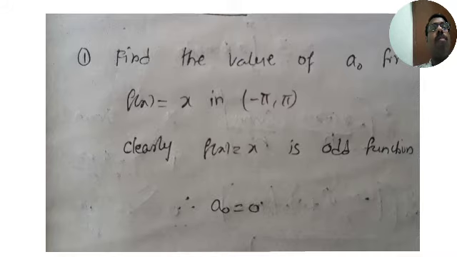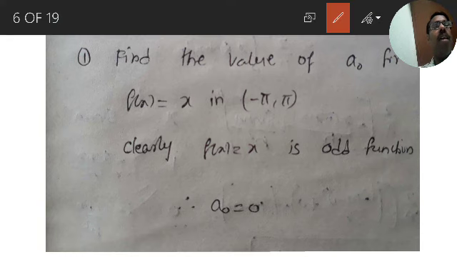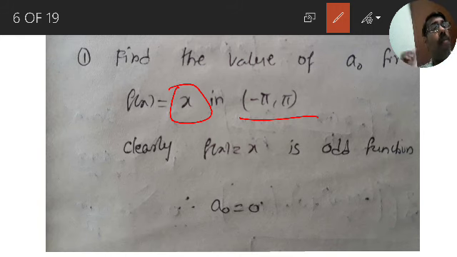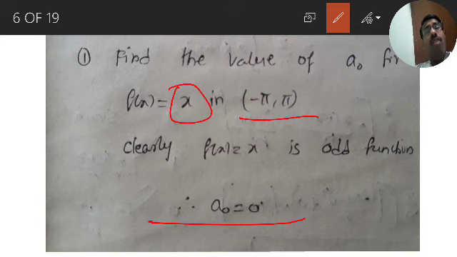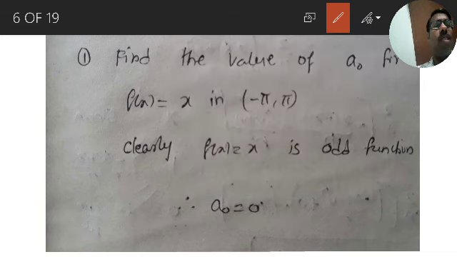So let us go to the problems. Find the value of a naught for f of x equal to x in minus pi to pi. See that the interval is minus pi to pi and the function is an odd function. For an odd function only bn exists, no a naught and an. So what is the a naught value? Since f of x equal to x is an odd function, the a naught value is 0. No need to find it at all, since the given function is odd and the interval is minus pi to pi, only the bn term exists, no a naught and no an. A naught and an are zeros. This is a one mark question.